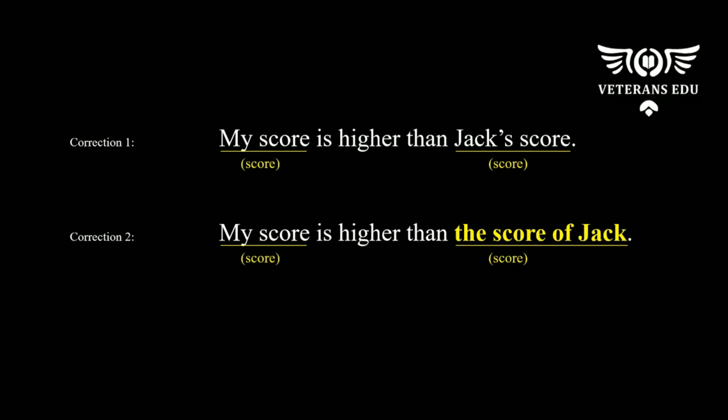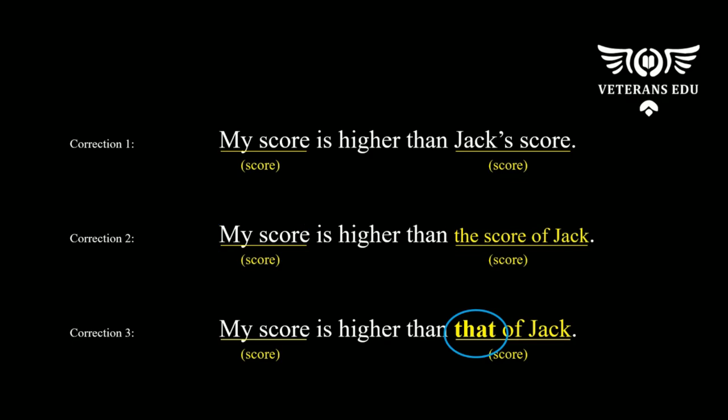Finally, there's one more option, which is actually the one preferred by the SAT. In the English language, we don't like to repeat the same words. For example, if you look at the screen, the words my score are repeated twice. And in this case, we can always use the singular pronoun that to replace the repeated word and write it like this. My score is higher than that of Jack. And this is the style preferred in the SAT.